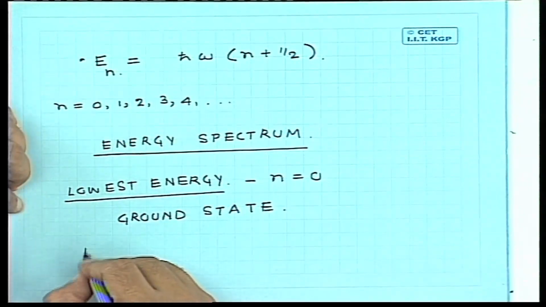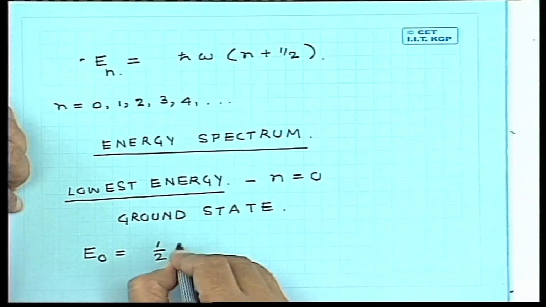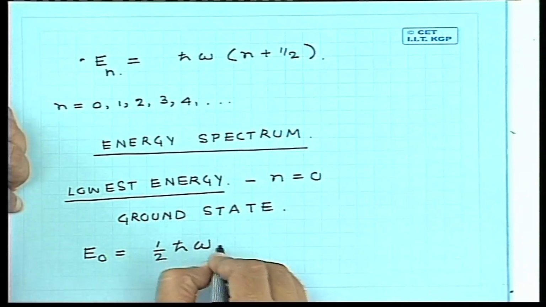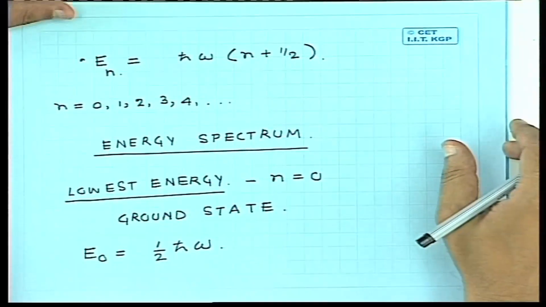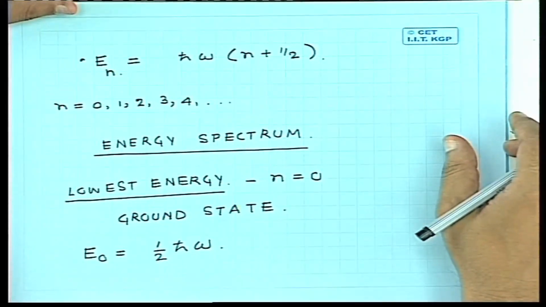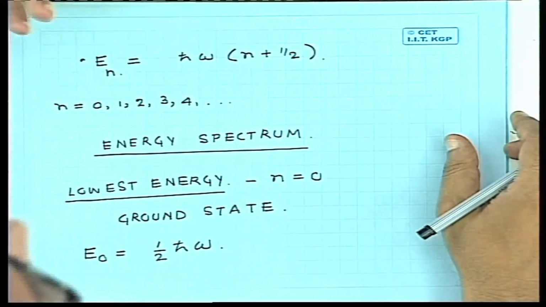And the ground state has energy E naught equal to half h cross omega. So this is the lowest energy a particle in a simple harmonic oscillator potential can have. It cannot have an energy lower than this. There is no energy eigenvalue lower than half h cross omega. You cannot have a wave function corresponding to a particle with 0 energy. There is no such wave function.